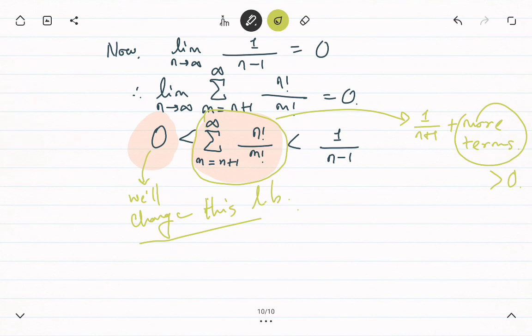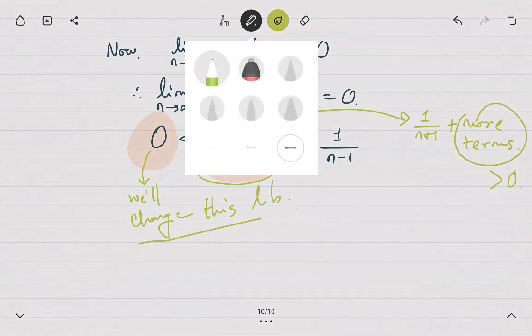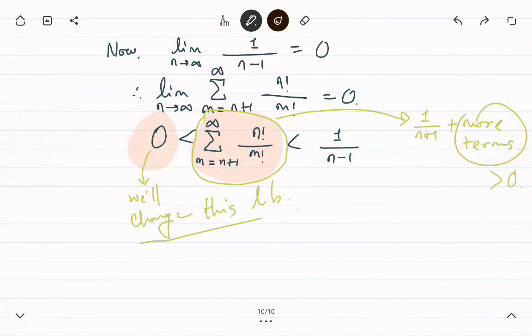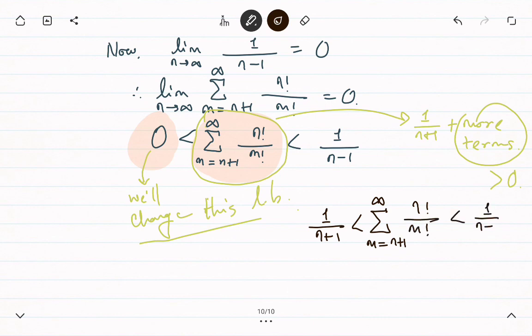So if we write it again, instead of 0, what we take as our lower bound, we can take 1 by n plus 1, which is lesser than this sum, m from n plus 1 up to infinity of n factorial by m factorial, lesser than 1 by n minus 1. Good.